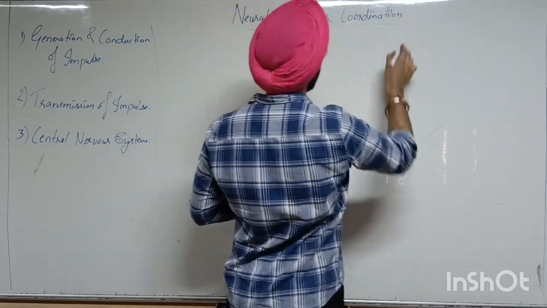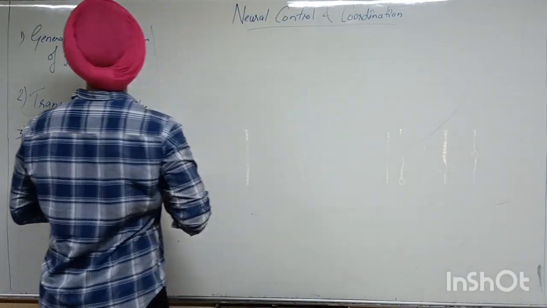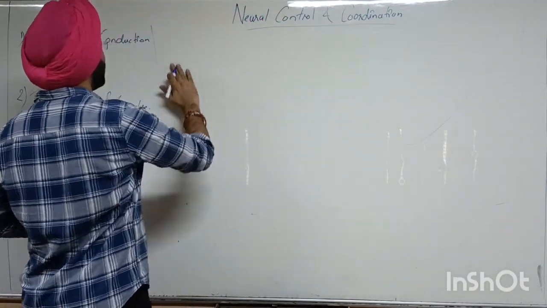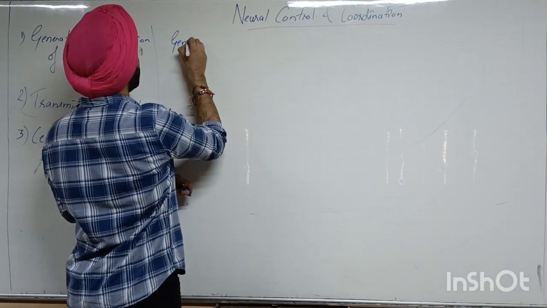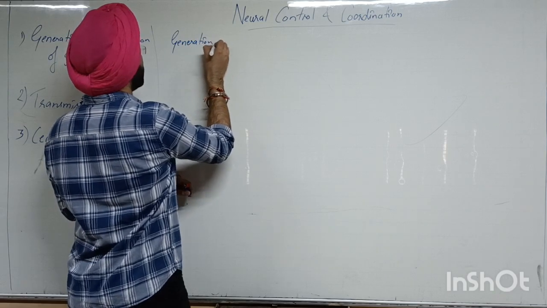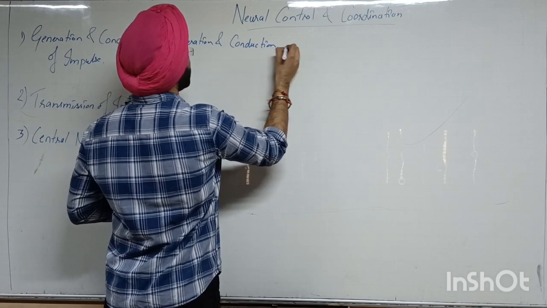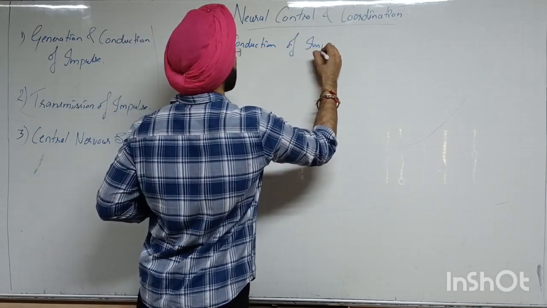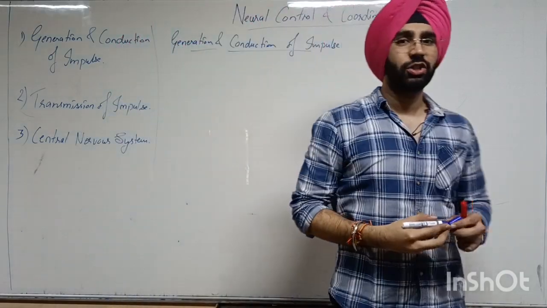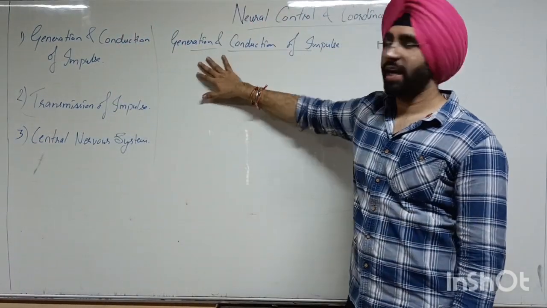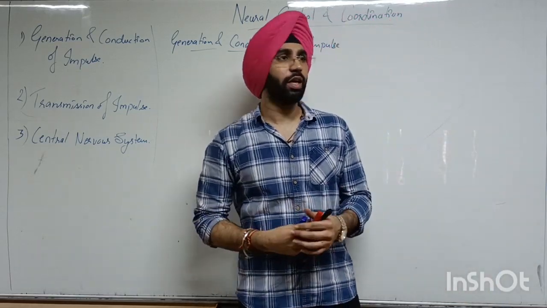That is the name of the chapter, and the first topic we are going to cover is the generation and conduction of nerve impulse. So just write it down: generation and conduction of impulse. So what is this topic talking about? Let's just understand.